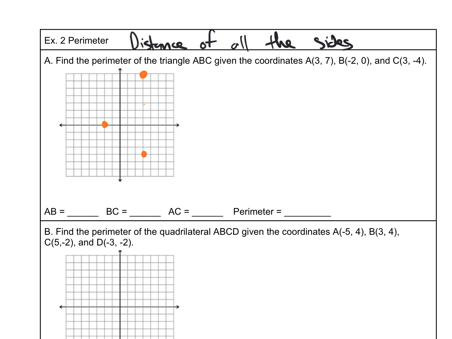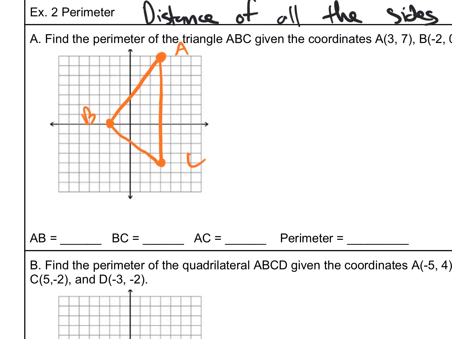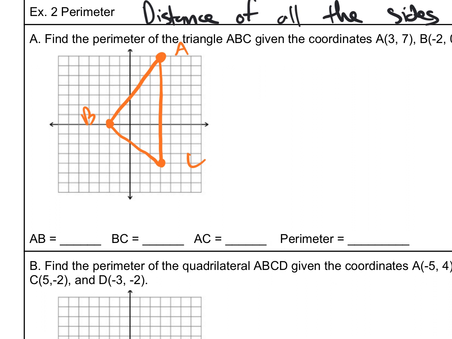So here we have our A, B, and C points. So we ended up with a triangle shape here, and we're trying to find the distance around the outside of that triangle. So one thing you can do here is as you plot the points and you look at the points, if you have any vertical or horizontal lines, any lines that are going directly left to right or up and down, those you can count the distance of those sides just by counting the spaces.